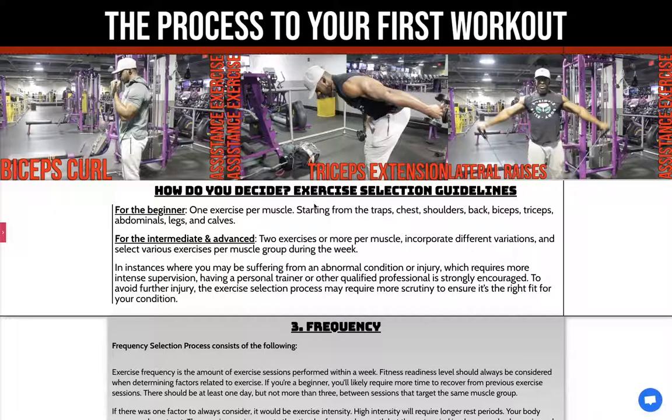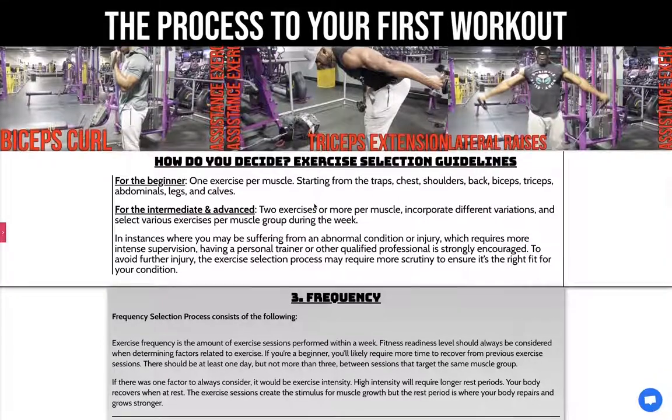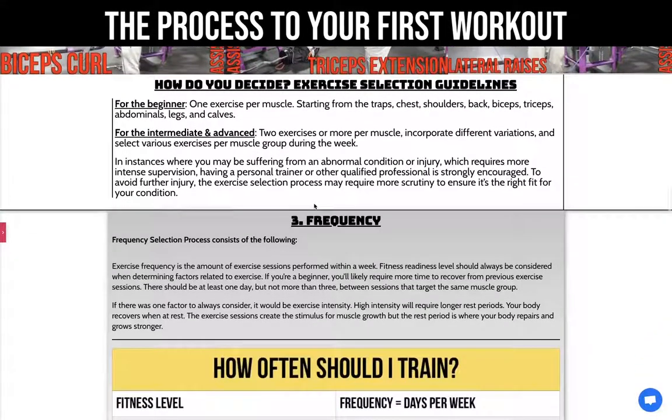Doing one exercise, you could do 2 or 3 sets. We're going to get into that. I'm not going to go into that right now, so I'm going to stop right there. Now, as you see here, if you're intermediate or advanced, 2 exercises or more per muscle, incorporate different variations, and select various exercises per muscle group during the week.